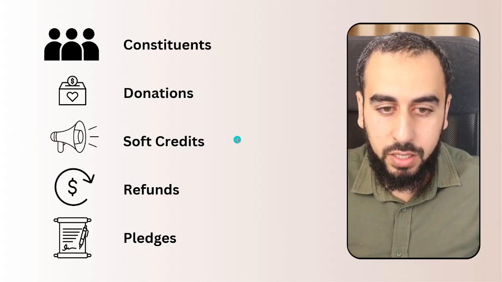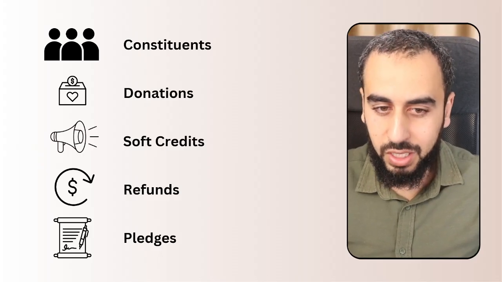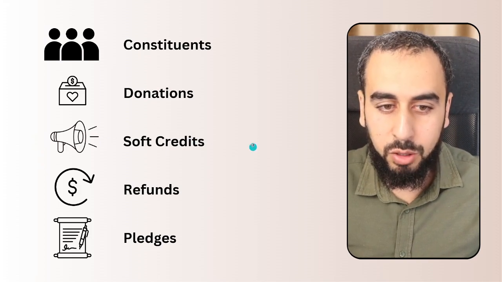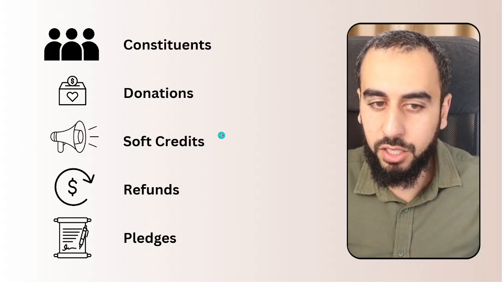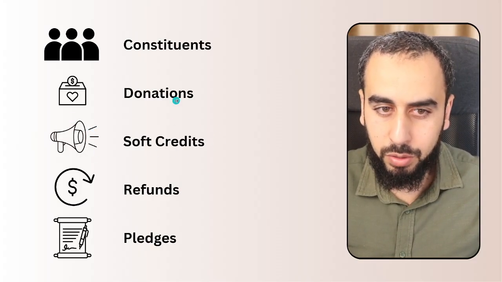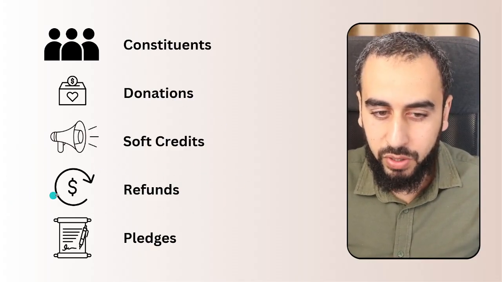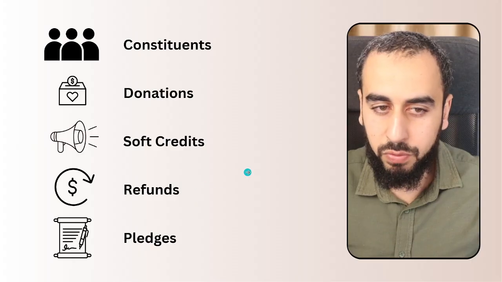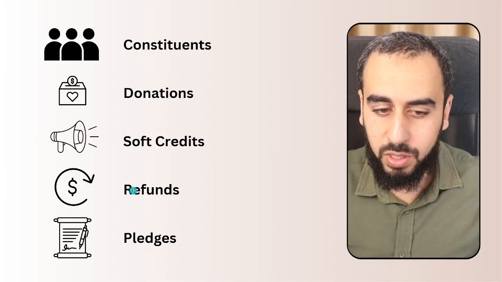The next table is soft credits. Who are we soft crediting? To answer this question, like who are we soft crediting, then we need to create a relationship between soft credits and constituents. Which donation are we soft crediting? Then we need to create a relationship or a link between soft credits and donations. Similarly with refunds, we're going to have a table for refunds. Which donation are we refunding? Then we need to create a relationship between refunds and donations. Who are we refunding? Then we need to create a relationship between constituents and refunds.